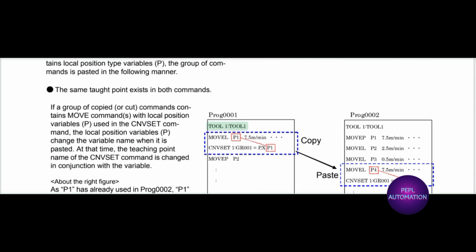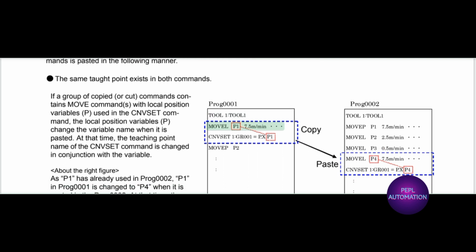Tool 1, TOOL1, MOVELP 17.5 meters per minute.